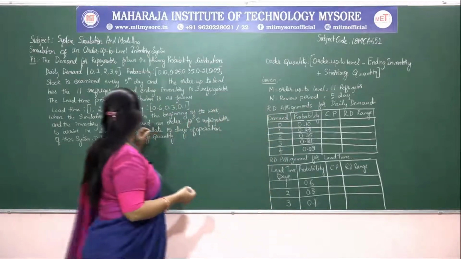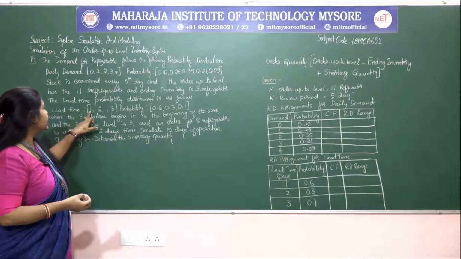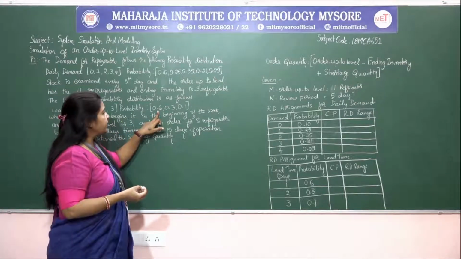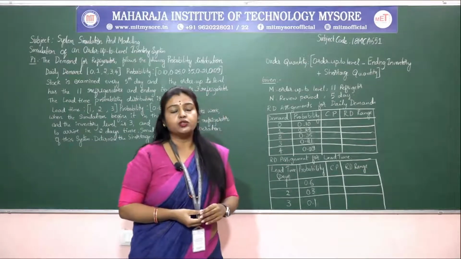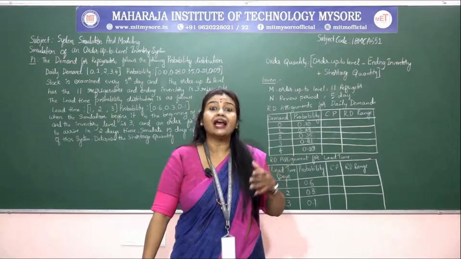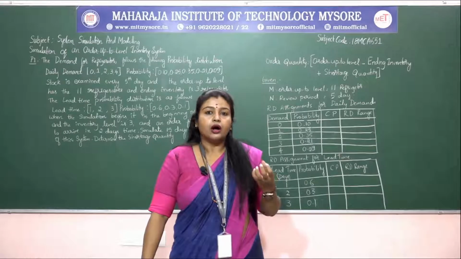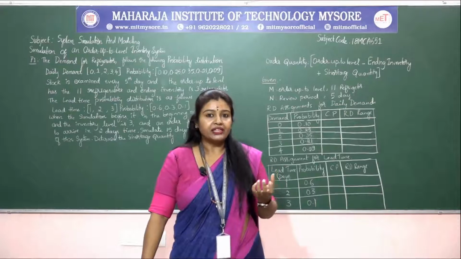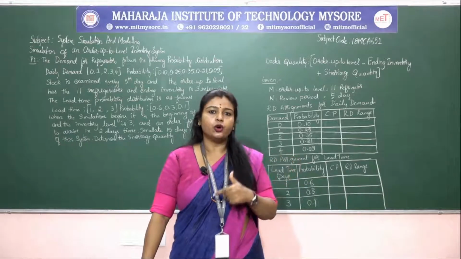Then they have given the lead time distribution. The lead time might be one day, 2 days, or 3 days, with probabilities 6%, 3% and 10%. Lead time is nothing but the time until the order arrives. For example, if you are doing online shopping, you will be waiting for the product you ordered. That particular duration is called the lead time.